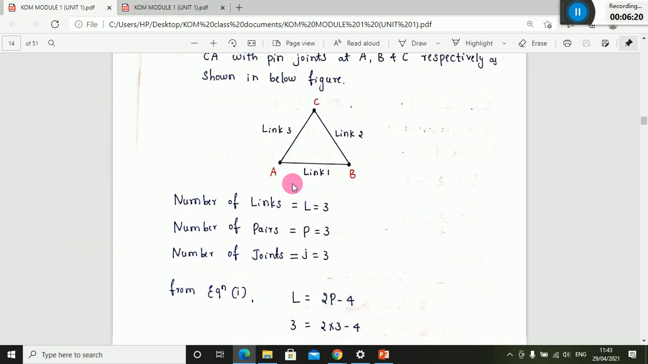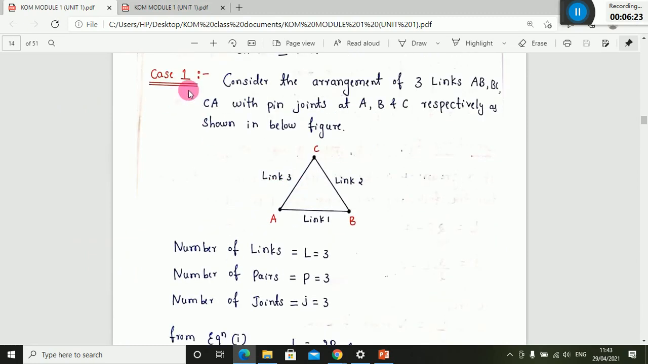So please take the first case. Just write this down. Consider the arrangement of three links, that is AB, BC, CA, with pin joints at A, B, C respectively, as shown in the below figure. Please write down this problem, so that I can check whether this group of kinematic pairs is a kinematic chain or not.